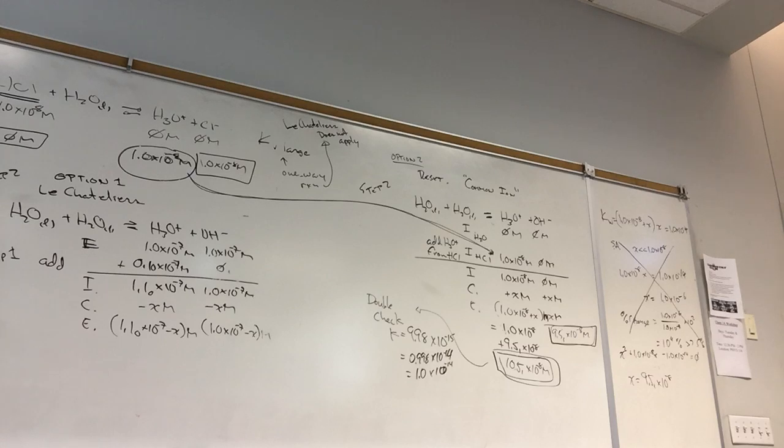Doubling the volume. If we double the volume, then that favors the side with more moles of gas. This has 4 moles of gas, that has 4 moles of gas. So if we double the volume, there's no impact on this equilibrium. Adding an appropriate catalyst: a catalyst speeds up both the forward and the reverse reaction, so that has no change on it as well.